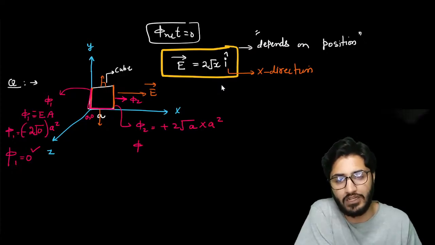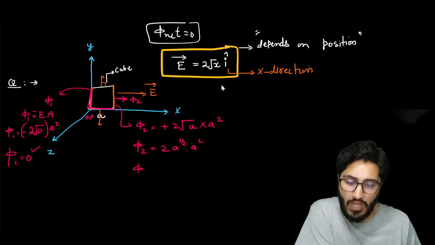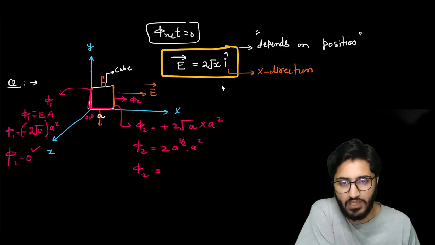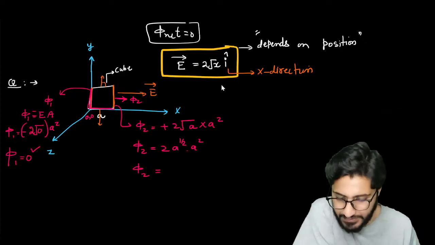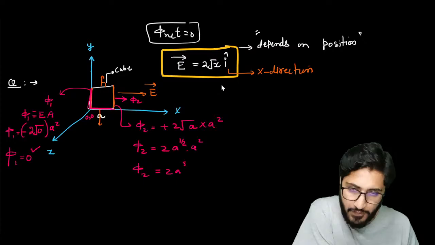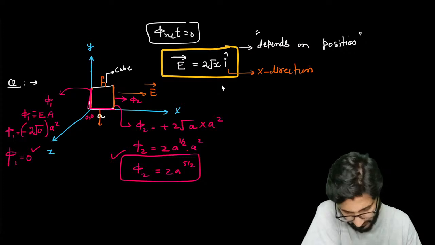So I can write phi2 equals 2 A power 1 by 2 multiplied by A power 2. Base is same, so I will add my powers. Done now? So I can write 2 A power 5 by 2. This is my answer.